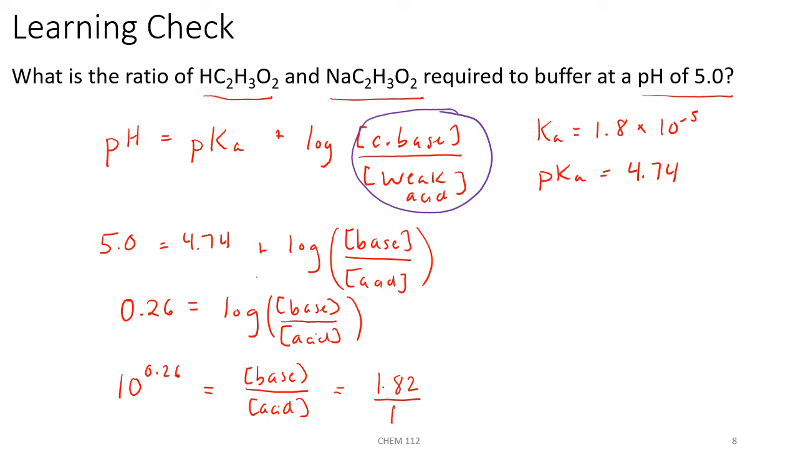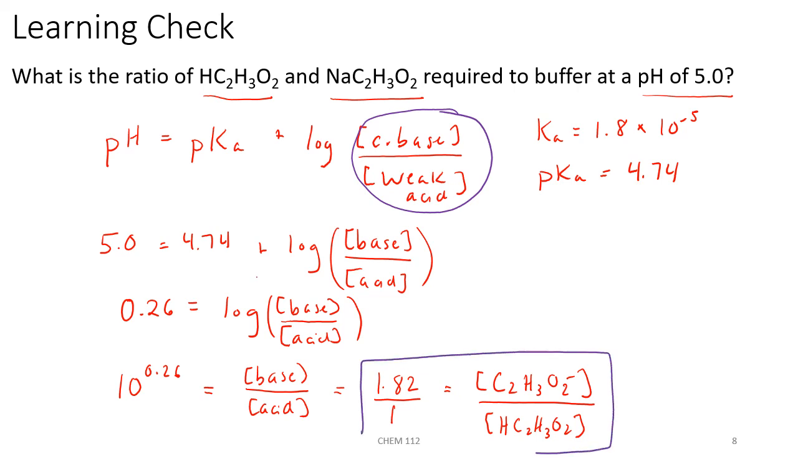So that tells us essentially that we need 1.82 moles of our base, which in this example was the acetate anion, C2H3O2-, to every 1 mole of our weak acid, which is acetic acid. And that would tell us exactly how many moles we need in order to buffer at that exact pH of 5.0. So this would be our answer.